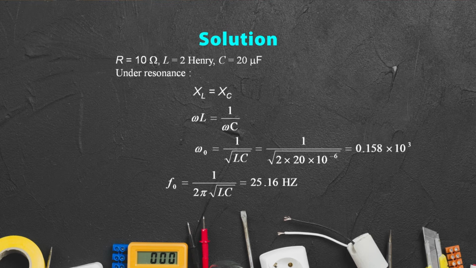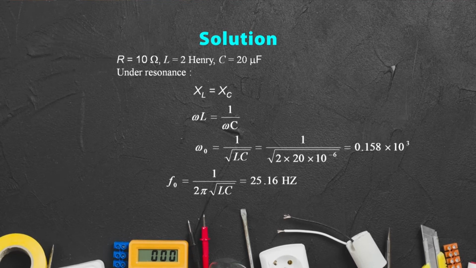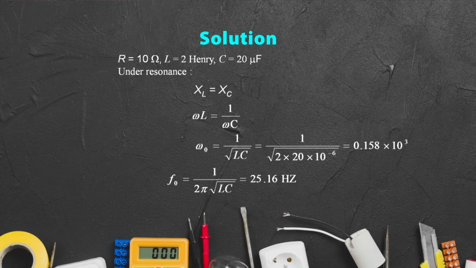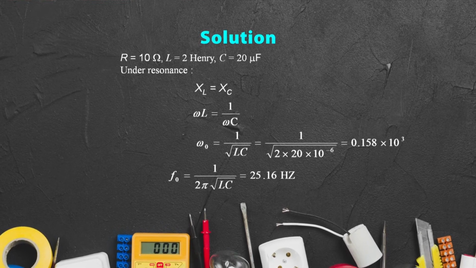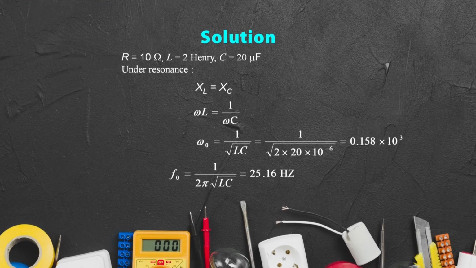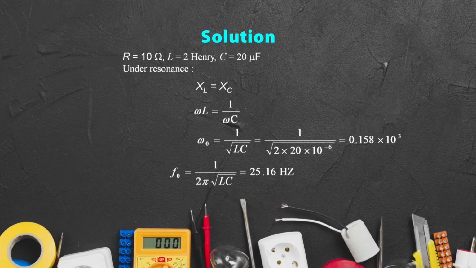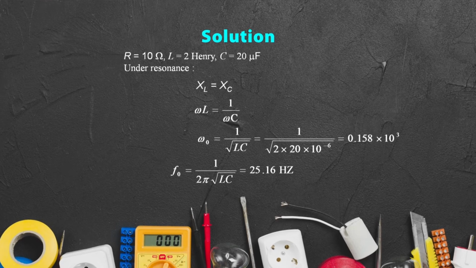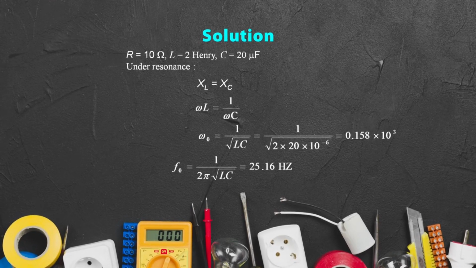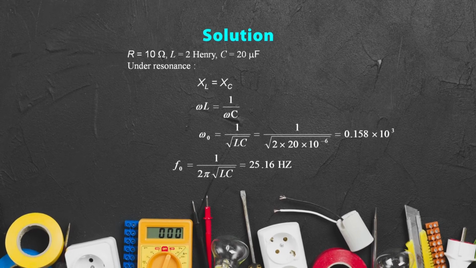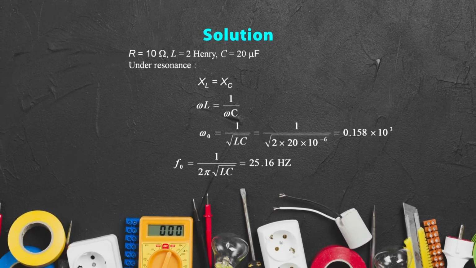F naught can also be written as 1 upon 2 pi under root LC. You have already calculated the value of 1 upon under root LC, which is 0.158 into 10 to the power 3. Now just put the value of 2 pi, where the value of pi is 3.14. After putting in all these values, you can calculate the resonance frequency, which comes out equal to 25.16 Hertz.